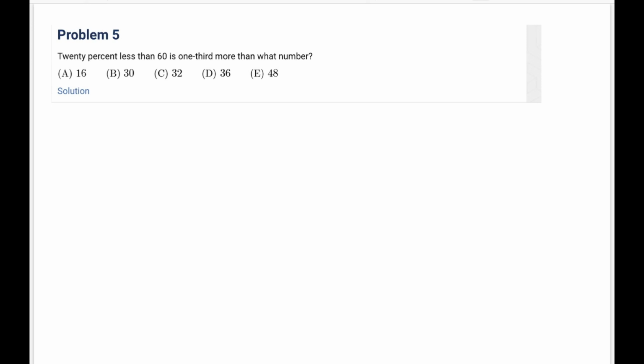The answer is C. Number 5, 20% less than 60 is 1/3 more than what number? Okay, so 20% less equals 80% of 60, so 80 percent of 60 equals 48. 48 equals 1/3 more, so it's 4/3 of 36, so the number is 36.